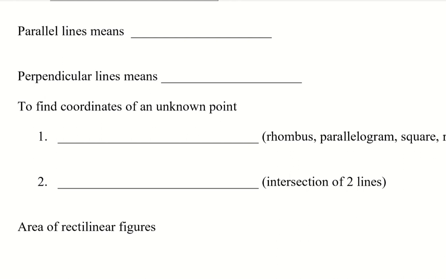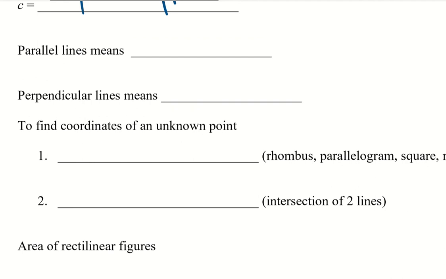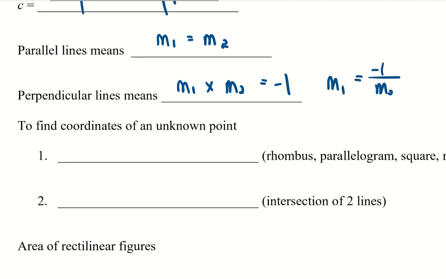Okay, when there are two parallel lines, it means that the gradients are the same. So in summary, m1 is equal to m2. The gradient of the two lines will be the same. But for two perpendicular lines, what concept can we use? All right, you can either say m1 multiplied by m2 will give us -1, or the gradient of 1 is equal to the negative reciprocal of the gradient of the other.